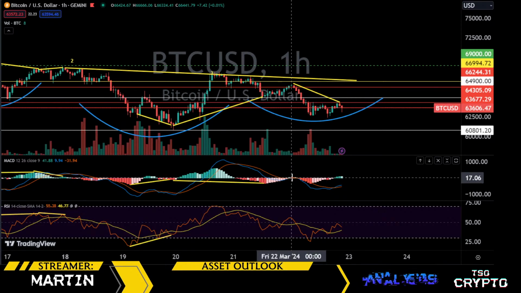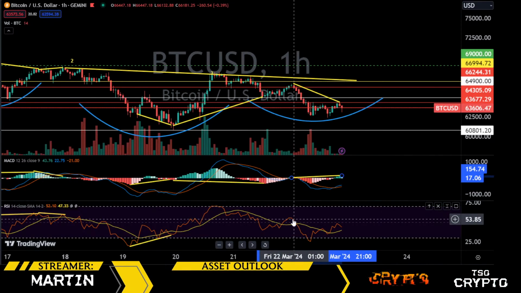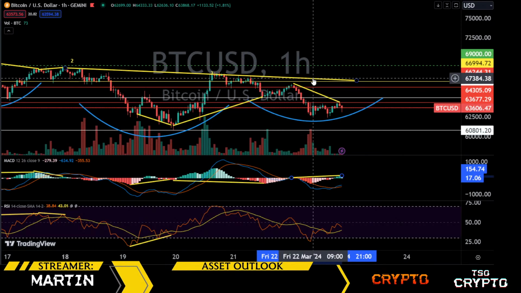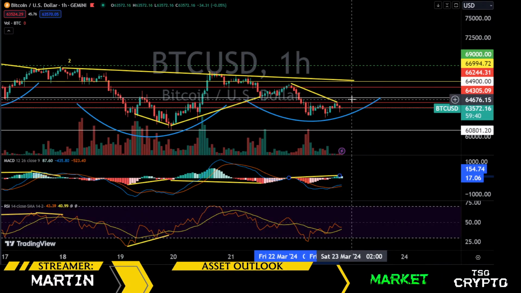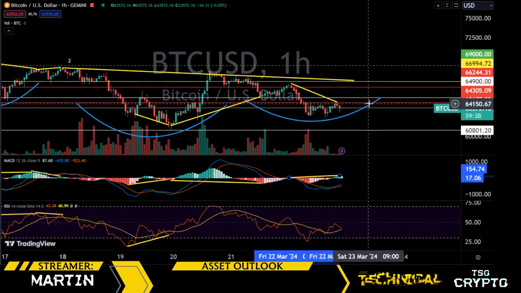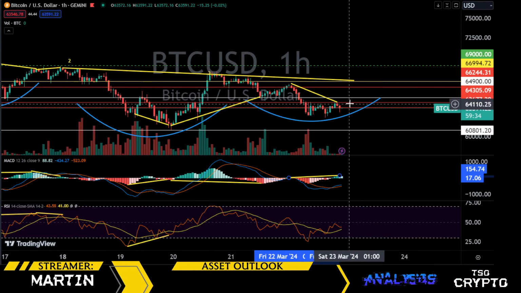So we have hidden bearish coming into play against the MACD, not against the RSI. So that's why we're getting this small dip. At resistance, right? Resistance here at the 63,667 mark, or whatever that one is here. 64,000, sorry. 64,305. Okay.